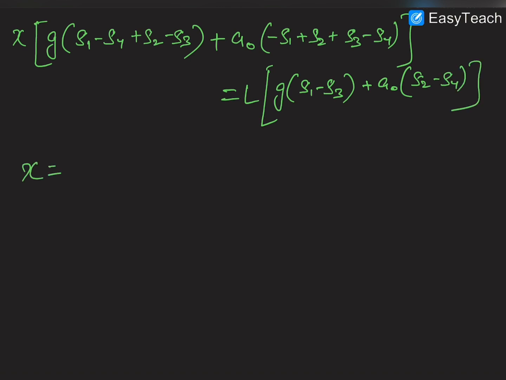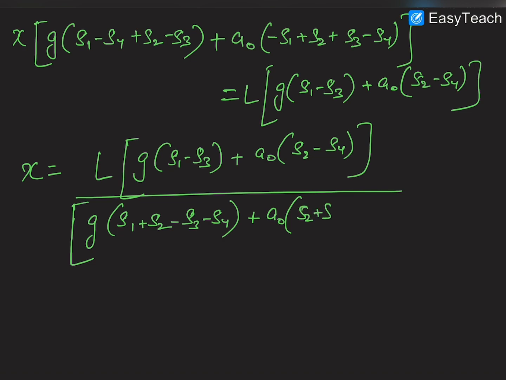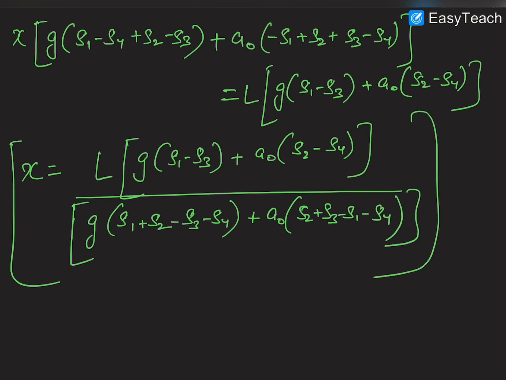So x will be equal to L g (rho 1 minus rho 3) plus A naught (rho 2 minus rho 4), divided by g, which is common, (rho 1 plus rho 2 minus rho 3 minus rho 4) plus A naught, which is common, (rho 2 plus rho 3 minus rho 1 minus rho 4). This will be the final answer.